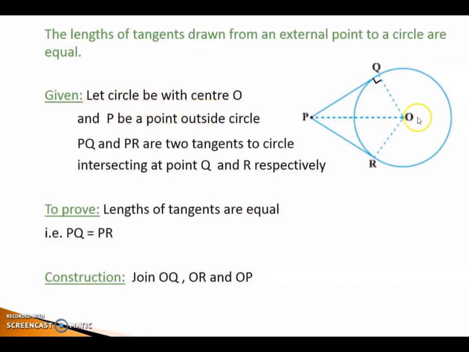Given is a circle with center O. P is the external point, and from P, the two tangents that are being drawn to the circle are PQ and PR. We have to prove PQ and PR are equal. So the construction will be, first we will connect this point Q, that is the point of contact, to the center of the circle, OQ and OR, and also OP. They will be joined, that is the construction.